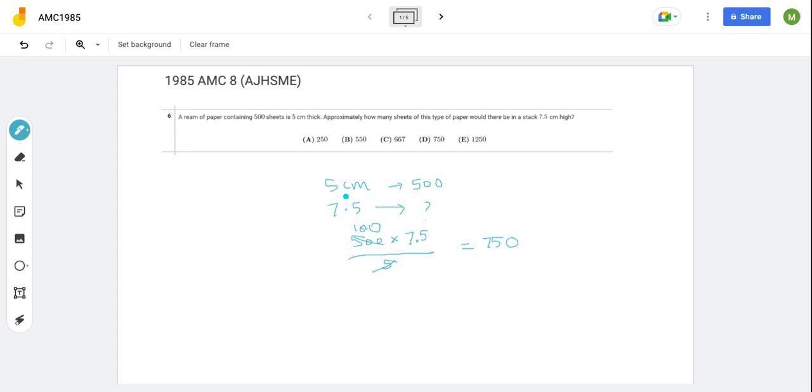So 5 centimeters, we have 500 papers. 7.5 centimeters, how many papers? So it's 500 times 7.5 divided by 5. You solve it, you're going to get 750. So that's your answer, which is D. Going to the next one.